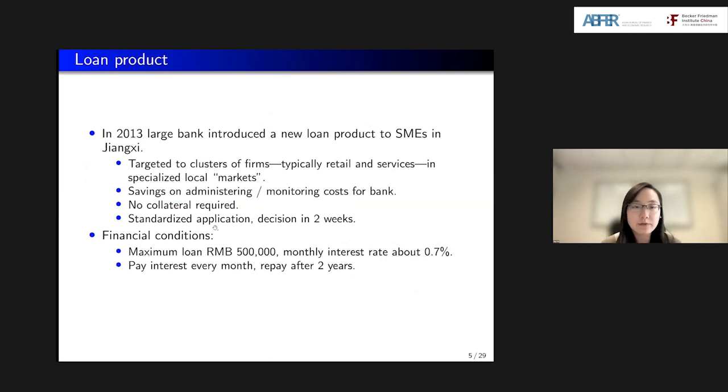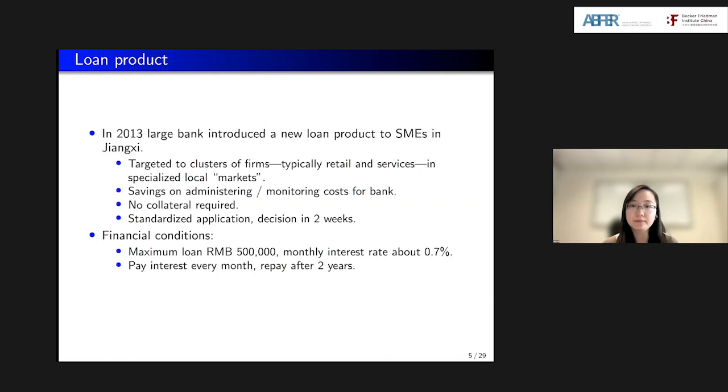In 2013, a big bank in China introduced a new loan product to SMEs in Jiangxi province, located in southeastern China. The program was targeted to local clusters of firms. Those are typically retail and service firms located in specialized local markets. So for example, there are furniture markets where most firms in the market sell furniture, and also there's a building materials market, clothes or shoes market, etc.